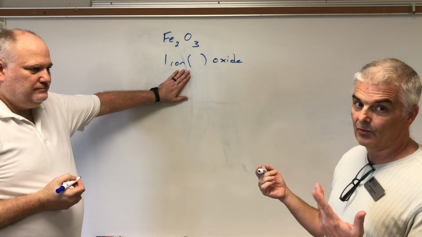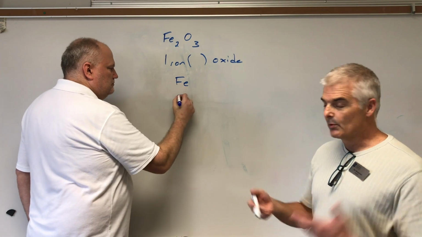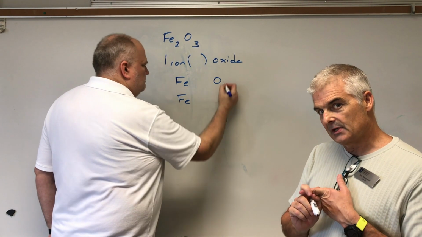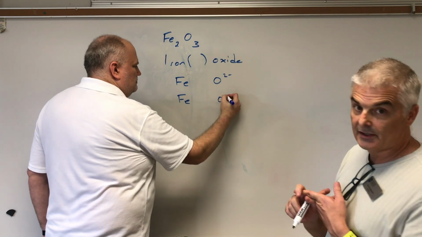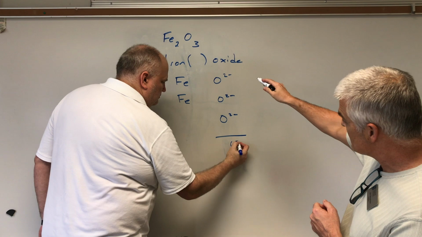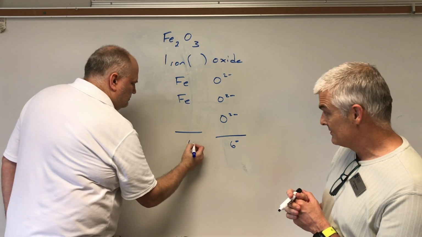So we need to write out what we've got, Fe, O. We don't know the charge of the iron, but we know the charge of the O. Look it up on your periodic table. Its charge is 2-. But there are 3 of them, so -2, -2, -2. That adds up to 6-. So this needs to add up to 6 positive.